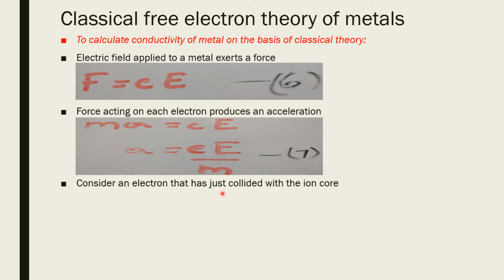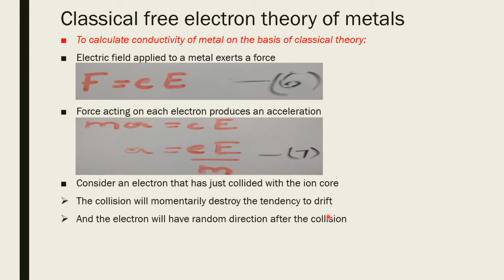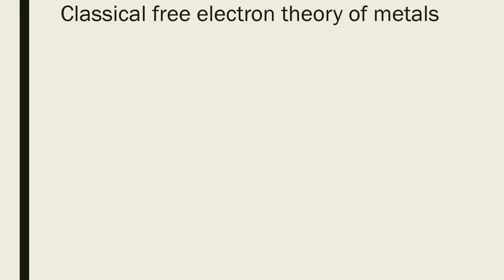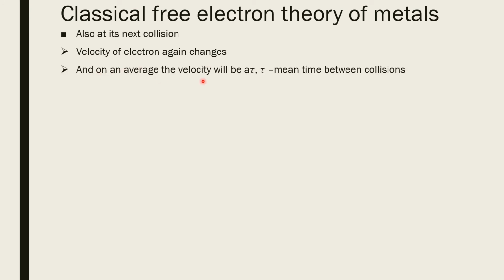Consider an electron that has just collided with the ion core. The collision will momentarily destroy the tendency to drift, and the electron will have a random direction after the collision. Also, at its next collision, the velocity of the electron again changes, and on an average the velocity will be given as a into tau. Tau is the mean time between the collisions. Tau is given as lambda by c bar, equation number 8.